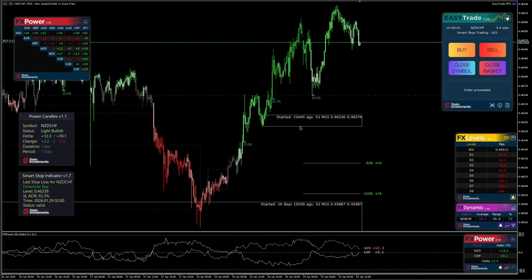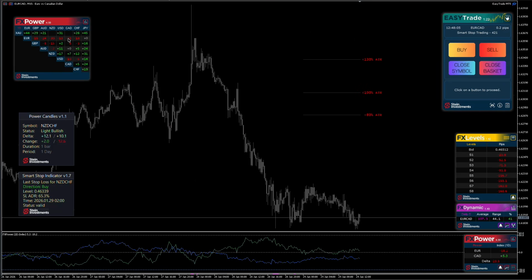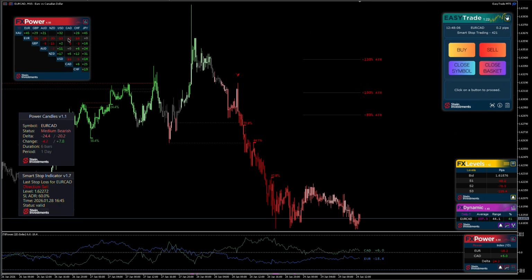Let's look at Euro versus Canadian dollar. Here we've already seen movement, but the structure still suggests continuation. In situations like this, I often decide not to set a fixed take profit. Instead, I let the position be managed dynamically using a trailing stop. This way, I don't limit the trade too early if the move continues longer than expected.